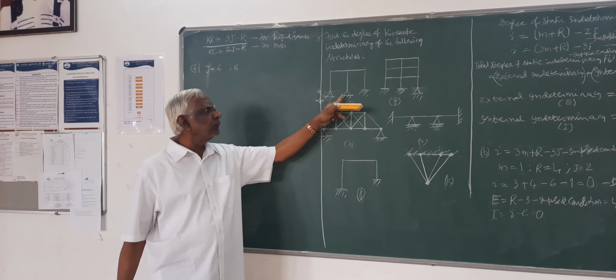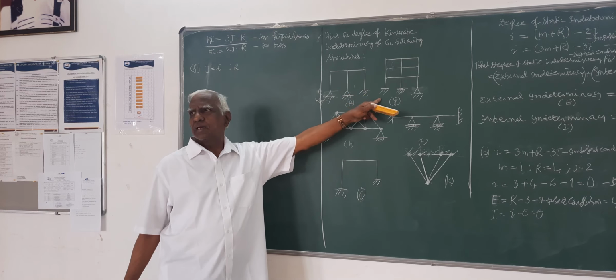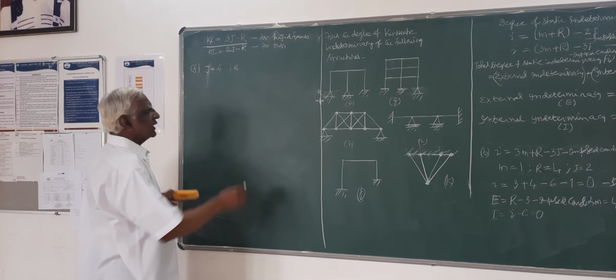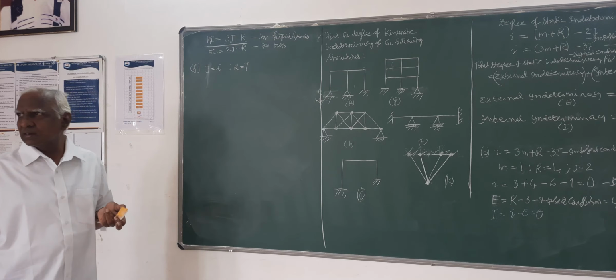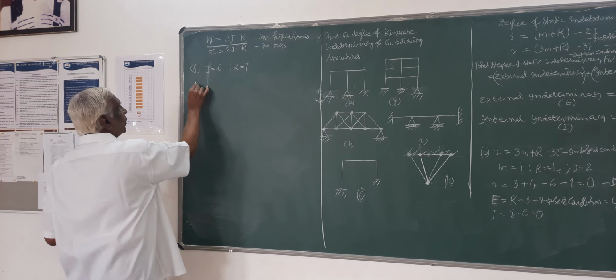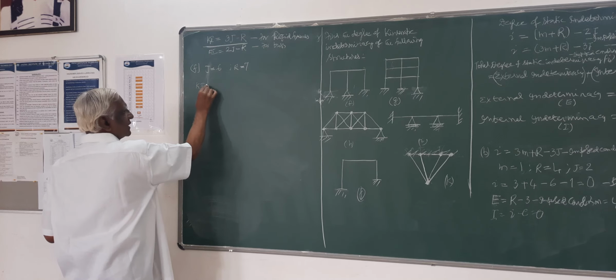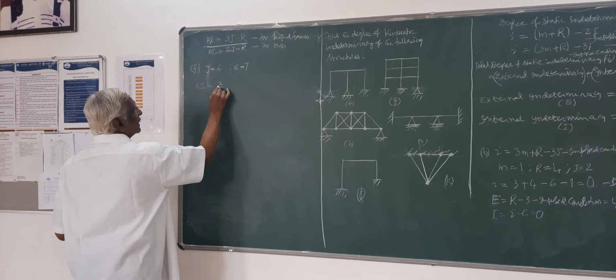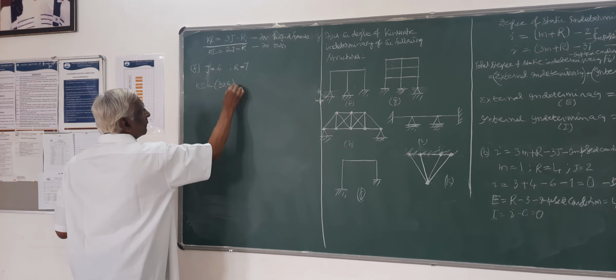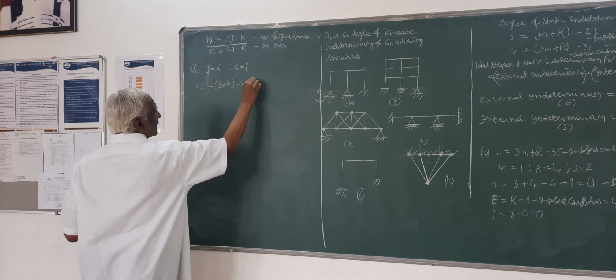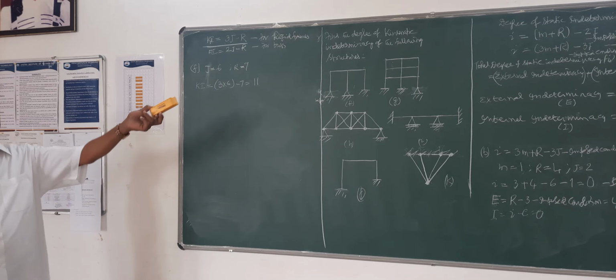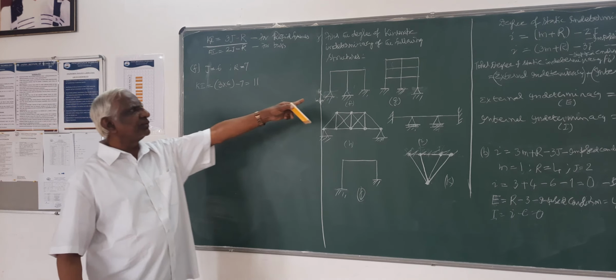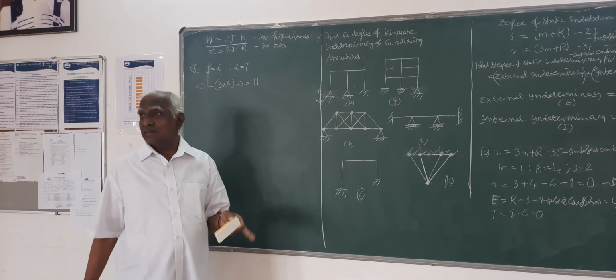Or the number of reactions. Here 2, here 2, here 3. So 4 plus 3, 7 reactions. Therefore, kinematic indeterminacy in general is 3 into 6 minus 7, that is 11. The degree of kinematic indeterminacy of this problem is 11.